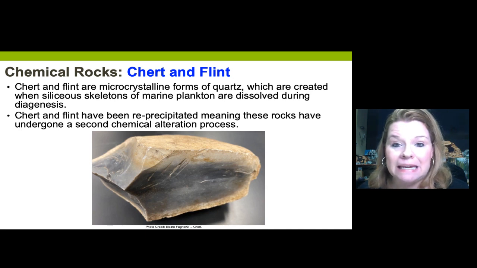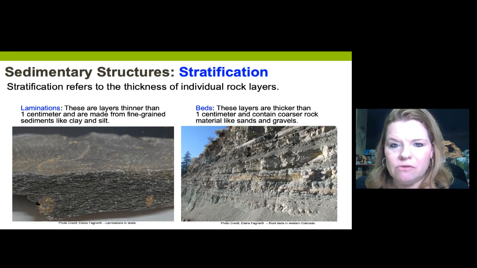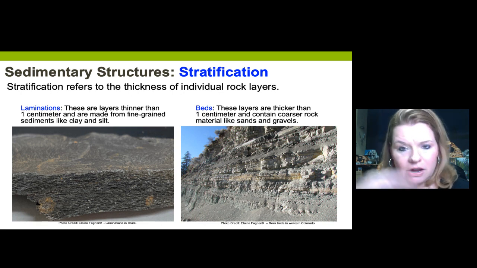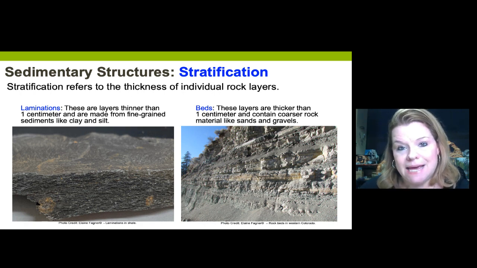Moving on to sedimentary structures, you can follow right along in our book and you'll see where we are. We're going to talk about stratification. So we've mentioned strata before, that these refer to rock layers. Well, when you talk about stratified rock layers, layered one on top of the other, there's a difference in whether they have laminations or they have beds.